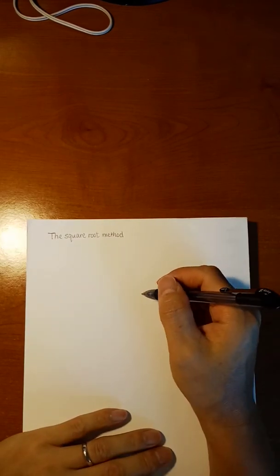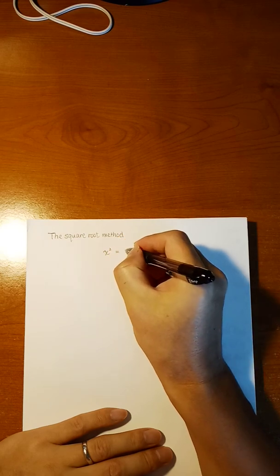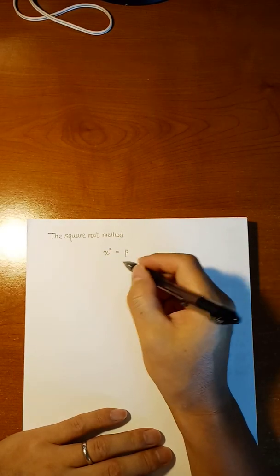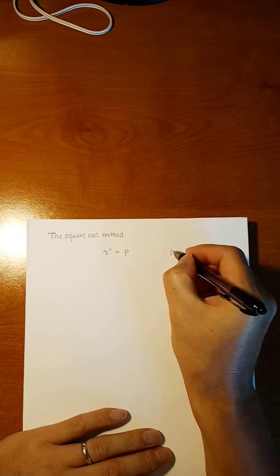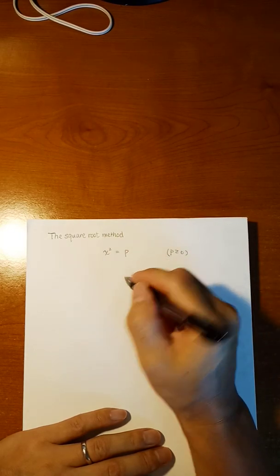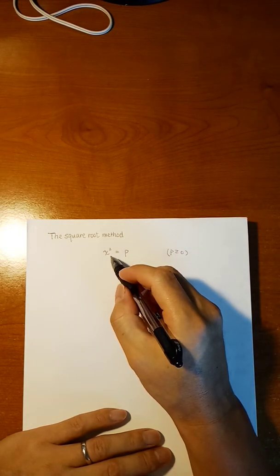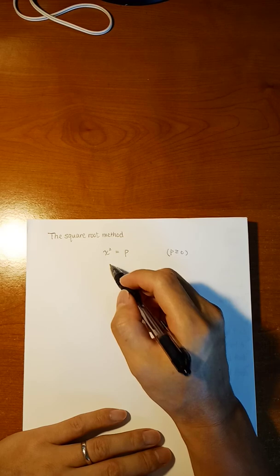Okay, what is the square root method? Let's see this type of quadratic equation. x squared is equal to p, where p is a non-negative number. Here we require p is non-negative. If p is negative, this equation has no solution. Okay, so that's simple. This actually corresponds to the case when b is equal to 0.